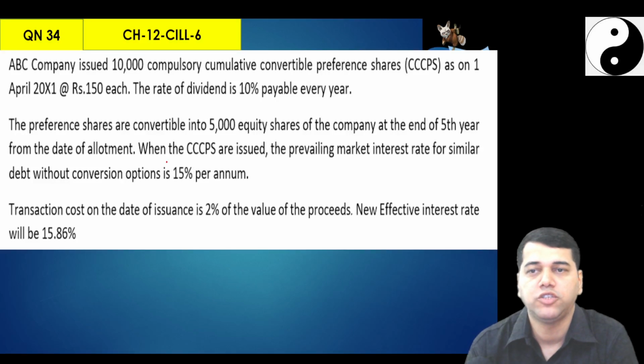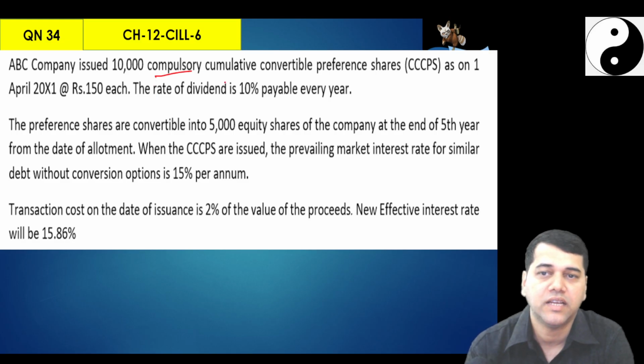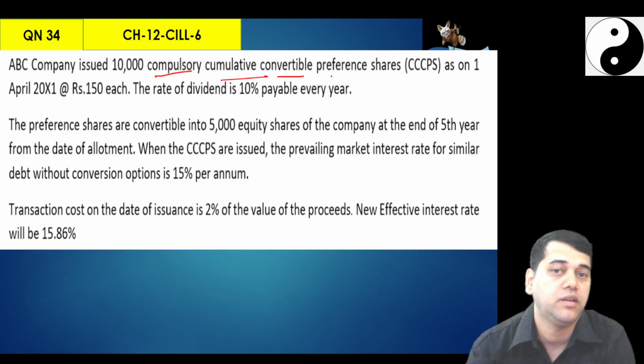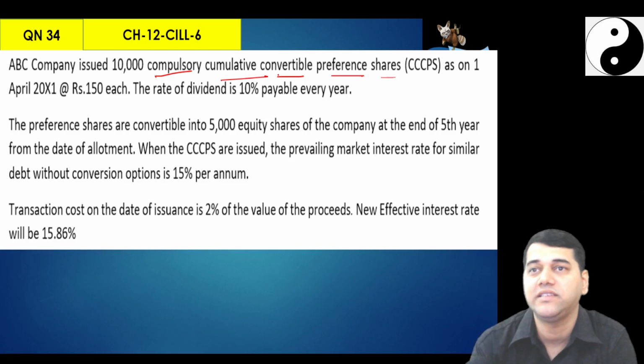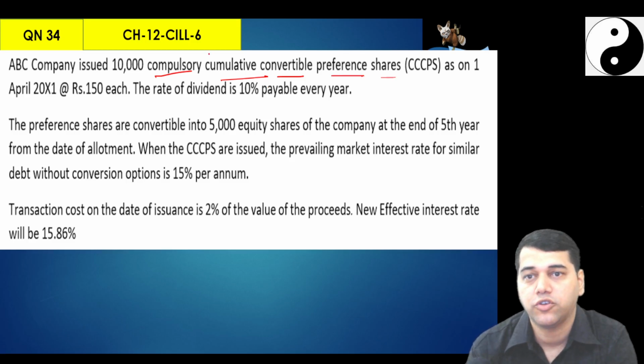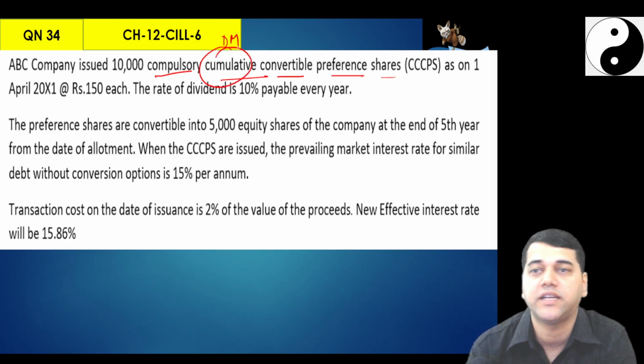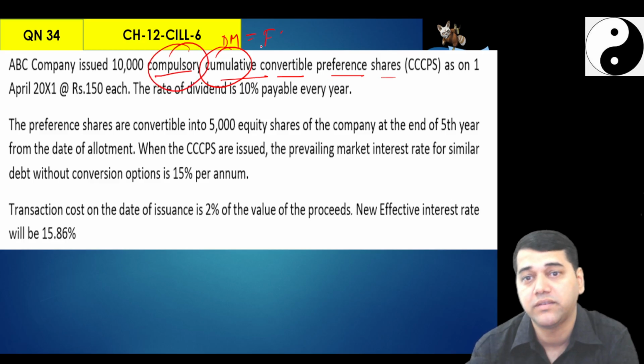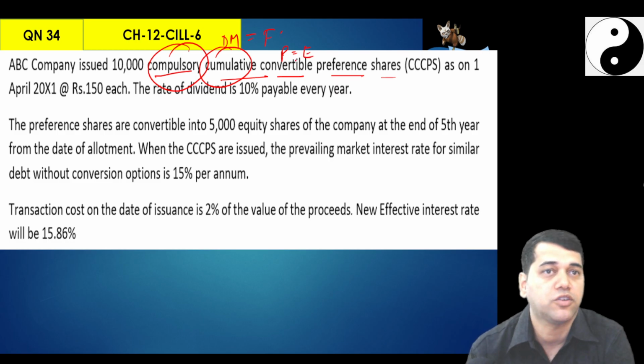ABC company issued 10,000 compulsory cumulative convertible preference shares. It's called CCCPS. So cumulative means dividend is mandatory, a financial liability. It is not optional. It is compulsorily convertible. That means my principal is equity. So what is the nature of this?